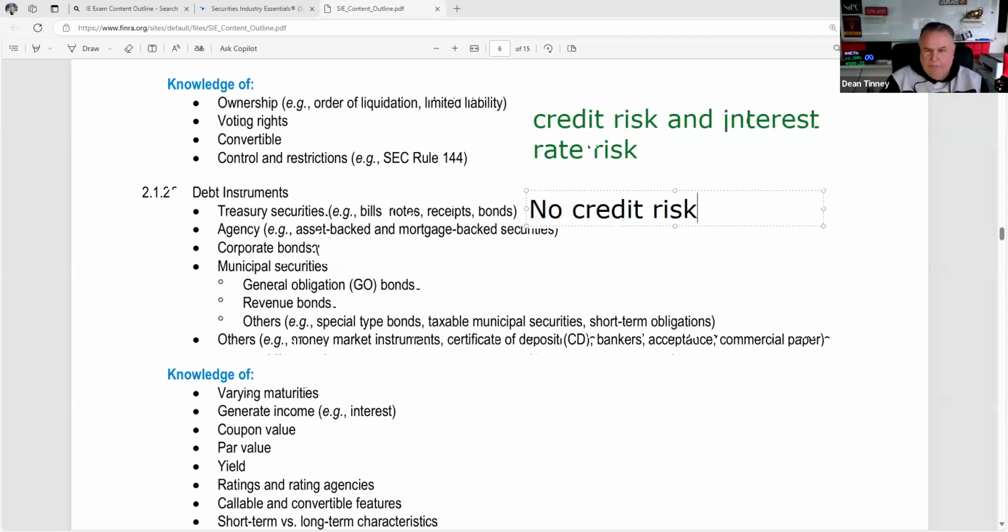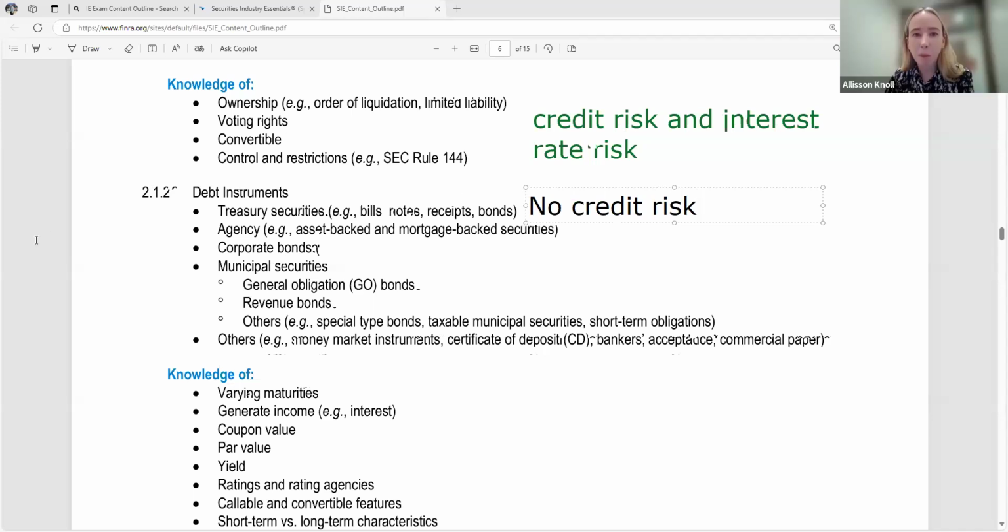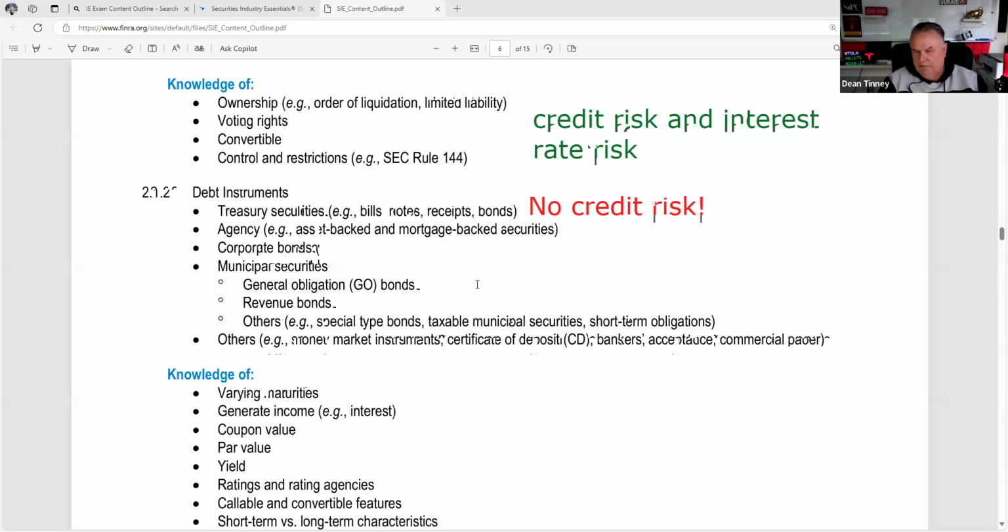Now, I told you the other type of risk we have is interest rate risk. The risk that interest rates go up and your bond goes down. If a brand new Treasury is paying 8 and mine only pays 4, if I have to sell it, I'm going to get a much lower price for it. Somebody will still take it off my hands, but they're going to say, hey, Dean, I could get a brand new one paying 8.